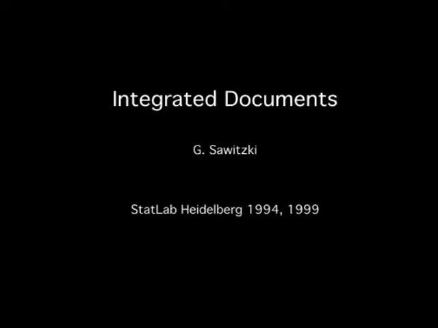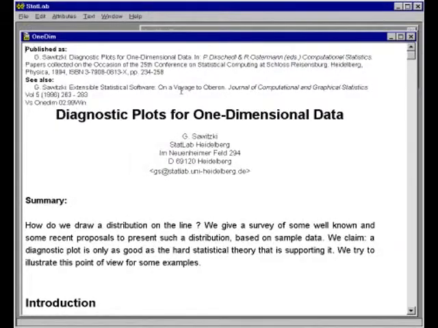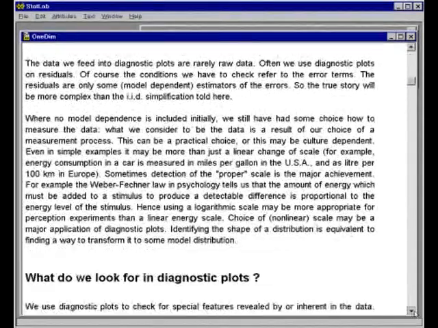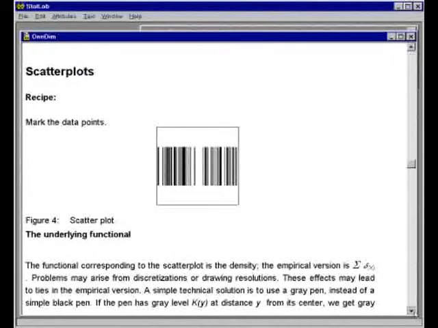This is a short introduction to what I call integrated documents. As an example, I'm using a paper on diagnostic plots, first presented at the Ravensburg meeting 1992 and later published in the Yellow Book. The paper originated as a loose-leaf collection used in consulting. It goes through the usual and some not so usual diagnostic plots.